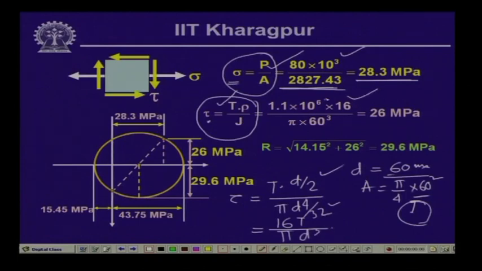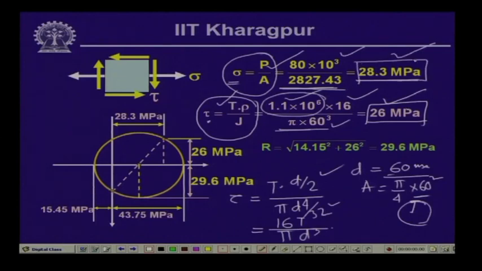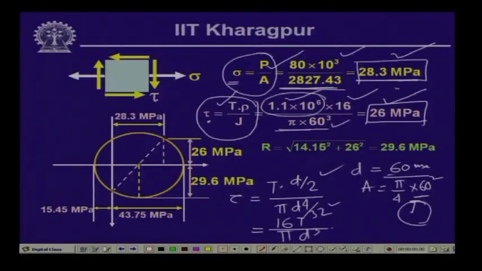So, 16 times T, where T is 1.1 into 10 to the power 6, divided by pi times d cube, where d is 60, that gives us a value of 26 megapascal. So, this is the value of the shearing stress and this is the value of the normal stress that is developed at point A because of the action of the axial tensile pull and because of the twisting moment. Because of these two individual loadings acting simultaneously, we are getting the normal stress of 28.3 MPa and shearing stress of 26 MPa.